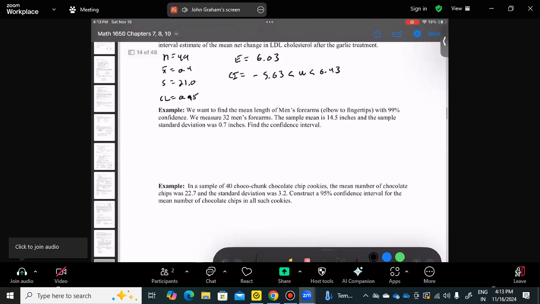We want to find the mean length of men's forearms from elbow to fingertip with a 99% confidence level. Measure 32 men's arms. The sample mean is 14.5. The sample standard deviation is 0.7. We'll look for the margin of error and the confidence interval.